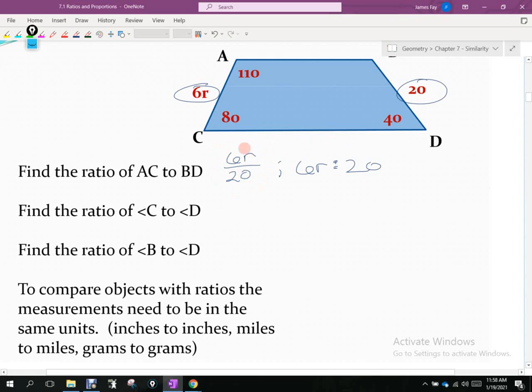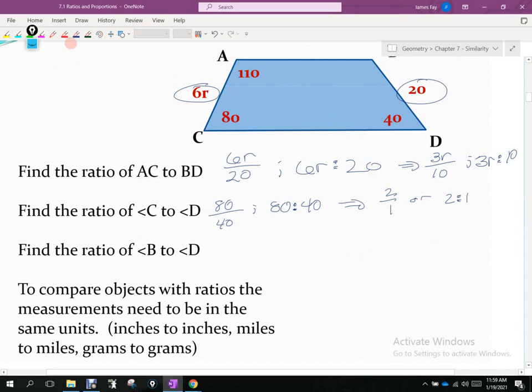Because they both have a factor of 2 in them, the simplified version would be 3R over 10, or 3R compared to 10 that way. Is that okay? Angle C compared to angle D. Angle C is 80 compared to D, which is 40. If you want to write it as 80 colon 40. But those both go to 2 over 1, or 2 compared to 1.